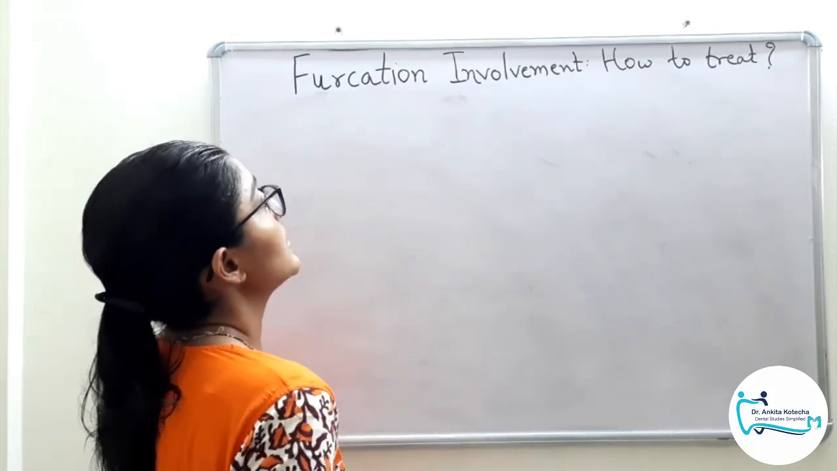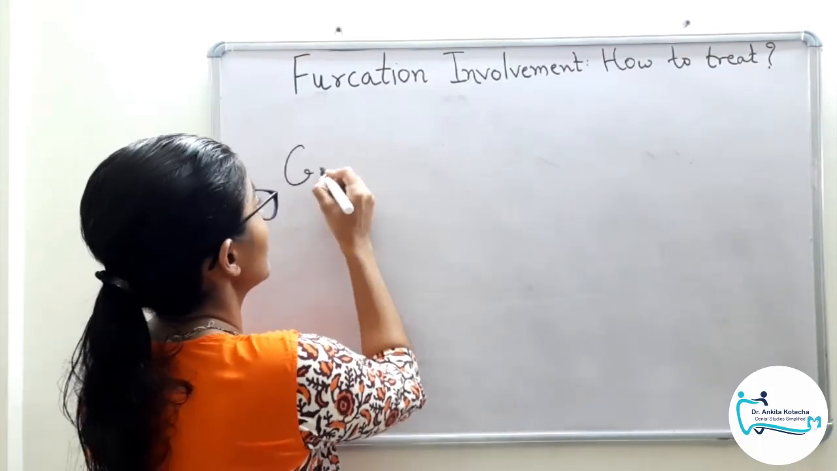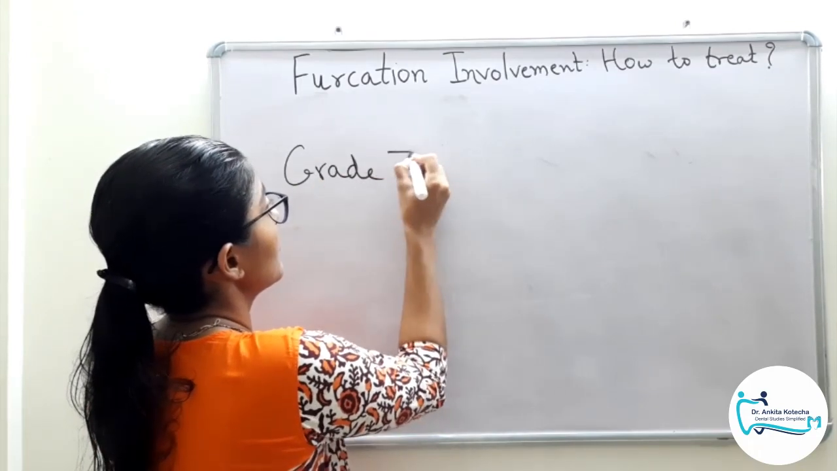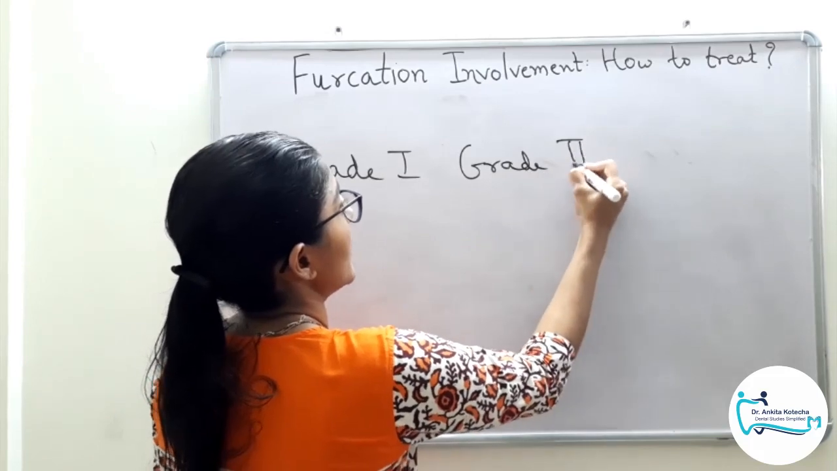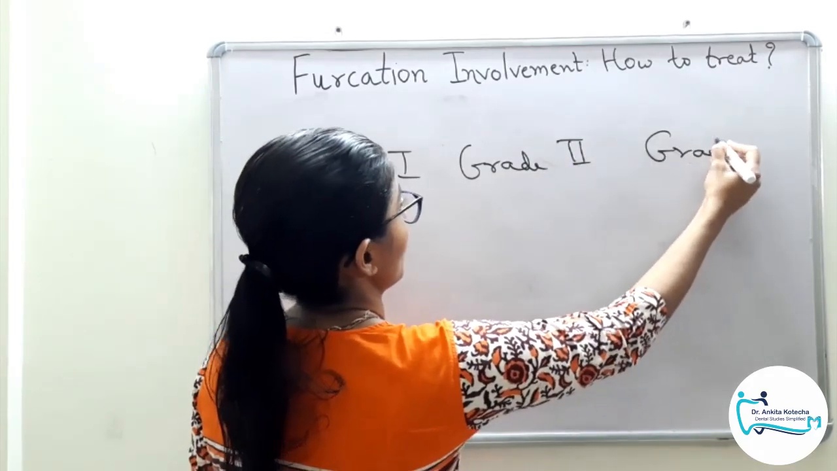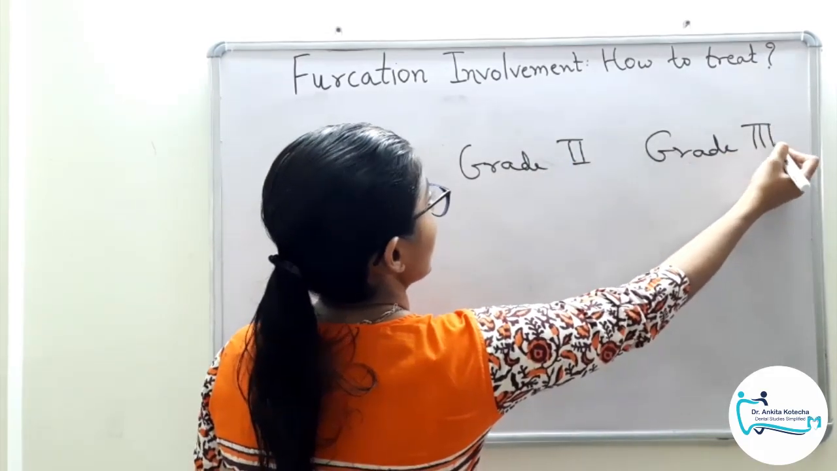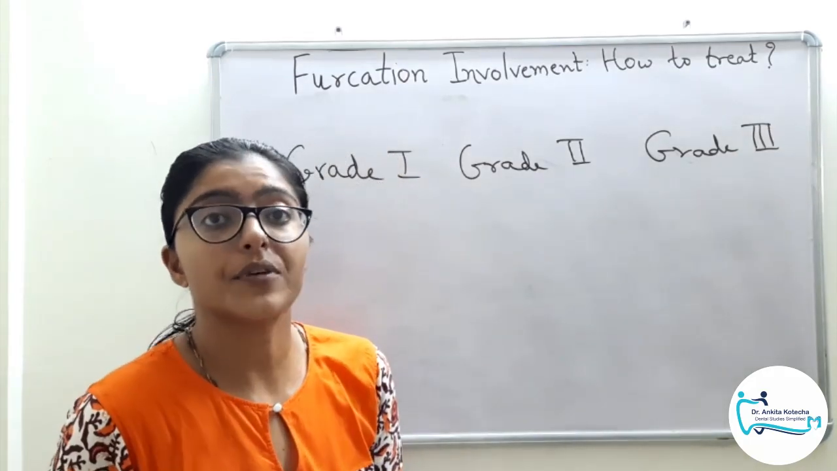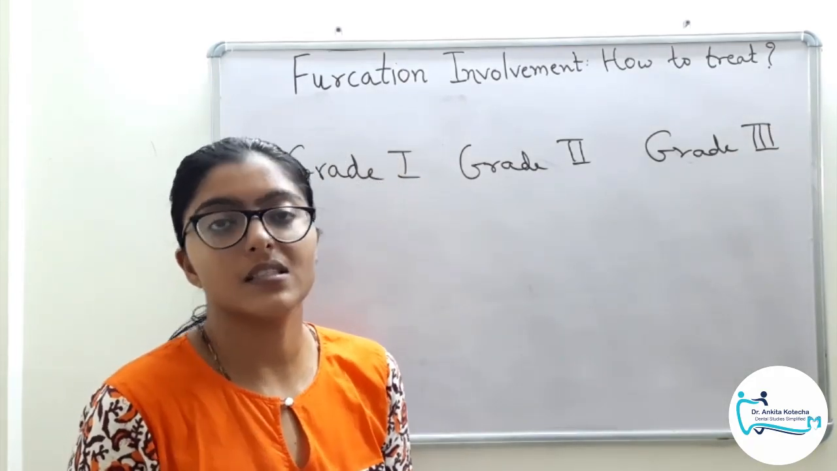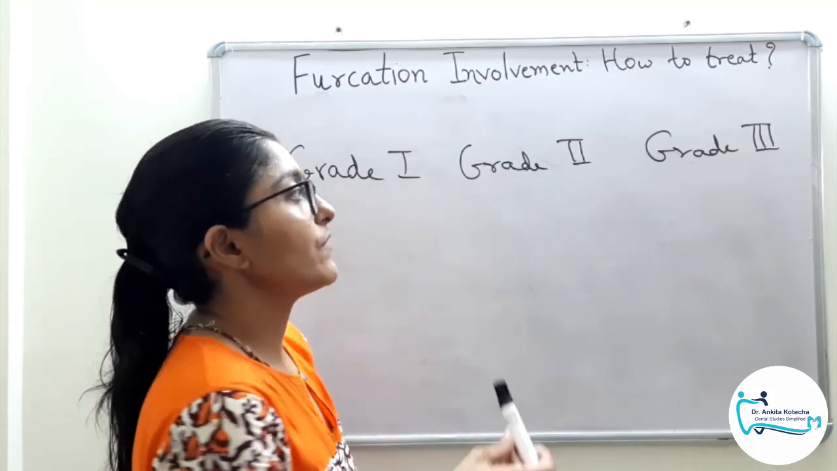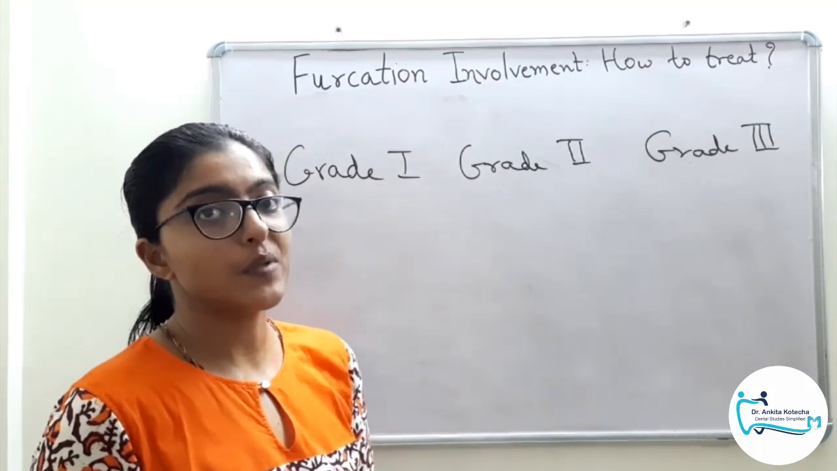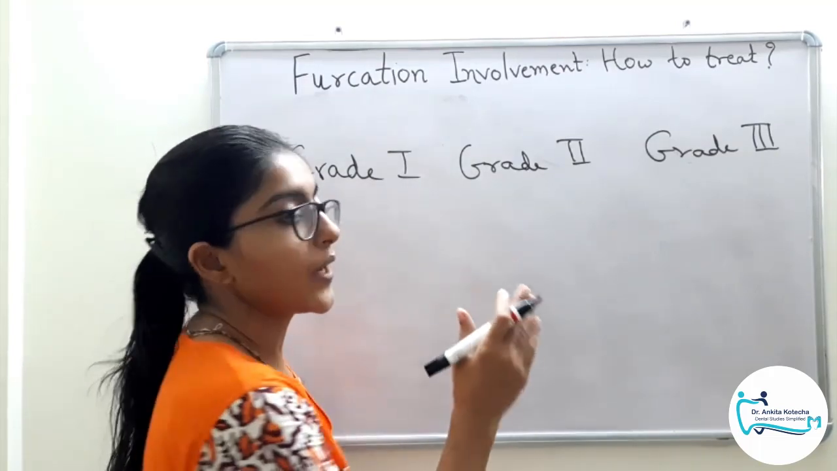So according to Glickman's classification, we have grade 1, grade 2 and grade 3 and grade 4 of course, but grade 4 does not have any proper treatment plan except for that we make the site more maintainable for oral hygiene maintenance. That's it. So we will consider 3 grades as per Glickman's classification, 1, 2 and 3.